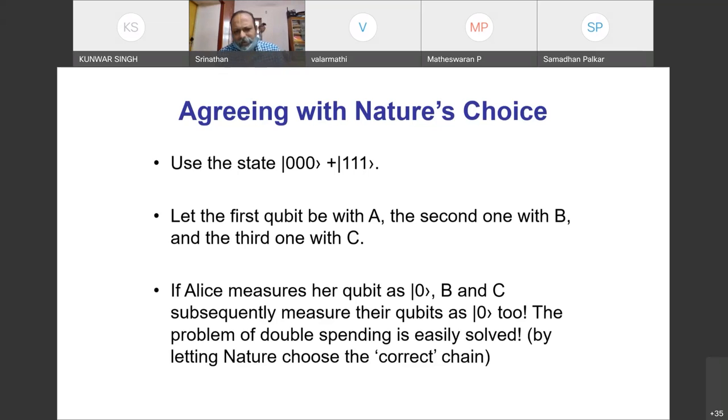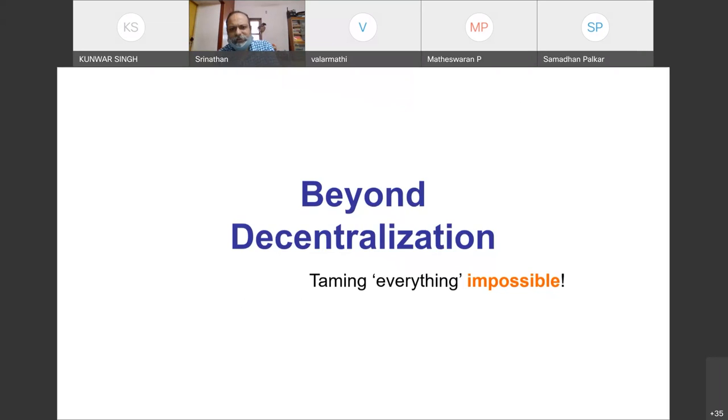So if you use such a state, and I give the first qubit to A, the second one to B, and the third one to C, and if Alice measures the first qubit, say 0, automatically we know, no matter how far away B and C are, B and C will also measure 0. And of course, if Alice measures 1, B and C will also measure 1. And therefore, if there are two chains, 0 and 1, nature can be the trusted authority to choose. So we can agree by nature's choice. We ask one of the participants to measure their qubit. Automatically, everybody's answer will match that answer. So it's equivalent to saying nature has chosen 0 or 1. And based on that, you can choose the chain named 0 or the chain named 1 as the correct chain, right?